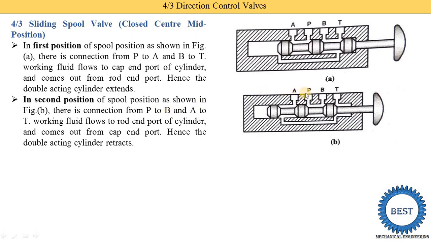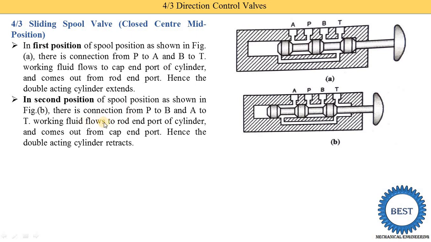Okay, so here you see this P port is connected with B, and the A port is connected with T. How is the A port connected with the T? Here you see that a passage is provided. So this A port is connected here, meaning oil coming from the A port enters this passage, and from this passage it enters the T port, and from the T port it is supplied to the tank or reservoir.